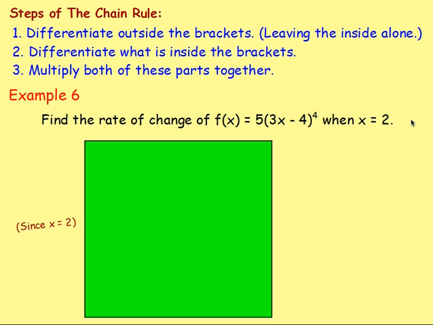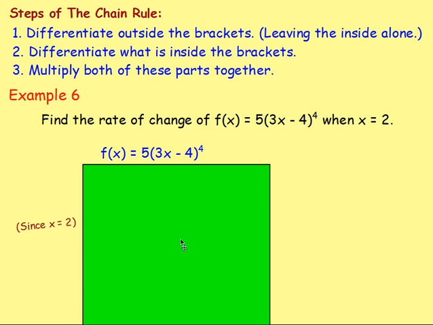Example 6, find the rate of change of f of x equals 5 bracket 3x take away 4, all to the power of 4, when x equals 2. For this then, how would you go about doing it? What are you thinking, Madiha? Excellent, well done. Rate of change just means differentiate, so we want to differentiate f of x. To do that then, again, you're going to have to be using the chain rule. So let's differentiate outside the brackets. So we're bringing the 4 down, and we're taking 1 off.